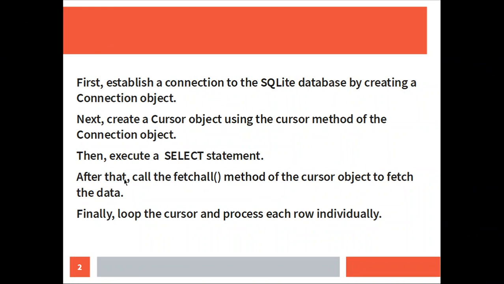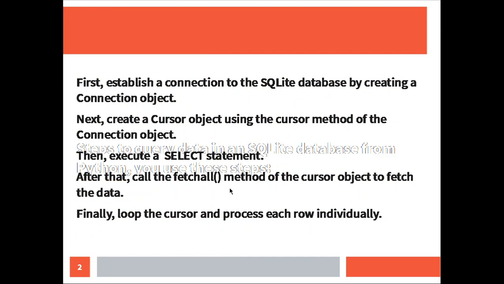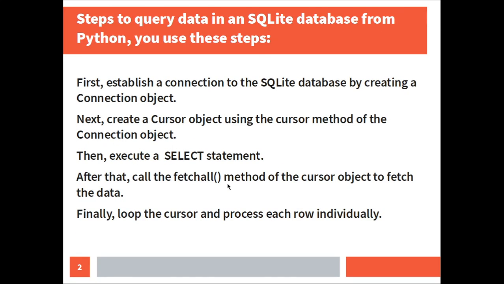Then we have to use the fetchall method. This fetchall method is a method which fetches all the data from the cursor object, and then we have to finally loop over the cursor and process each row individually. That means we can use any for loop or any loop statement from Python to loop through the row set of the data. These are all the steps to follow when we are using SQL along with a Python program. Now let us see the program and how it is going to work with Python.